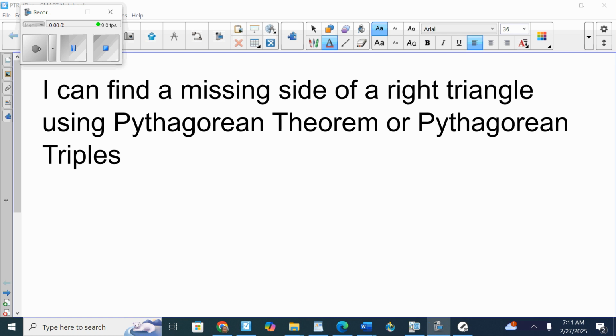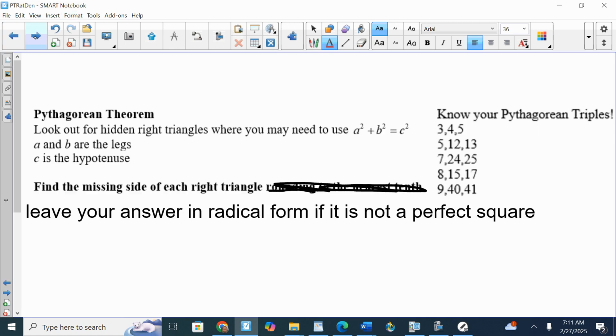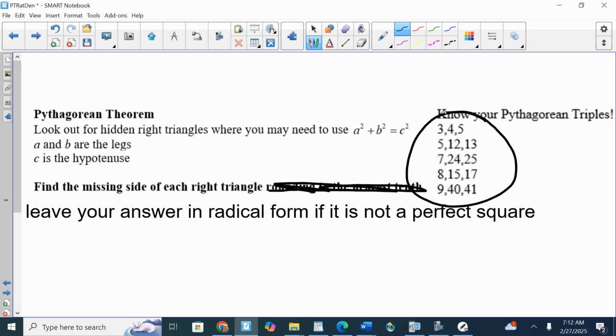I can find a missing side of a right triangle using Pythagorean theorem or my Pythagorean triples. So let's talk about our Pythagorean triples. Pythagorean triples are three numbers that fit into Pythagorean theorem. So basically, if I have two of them, then I must know what the third is.